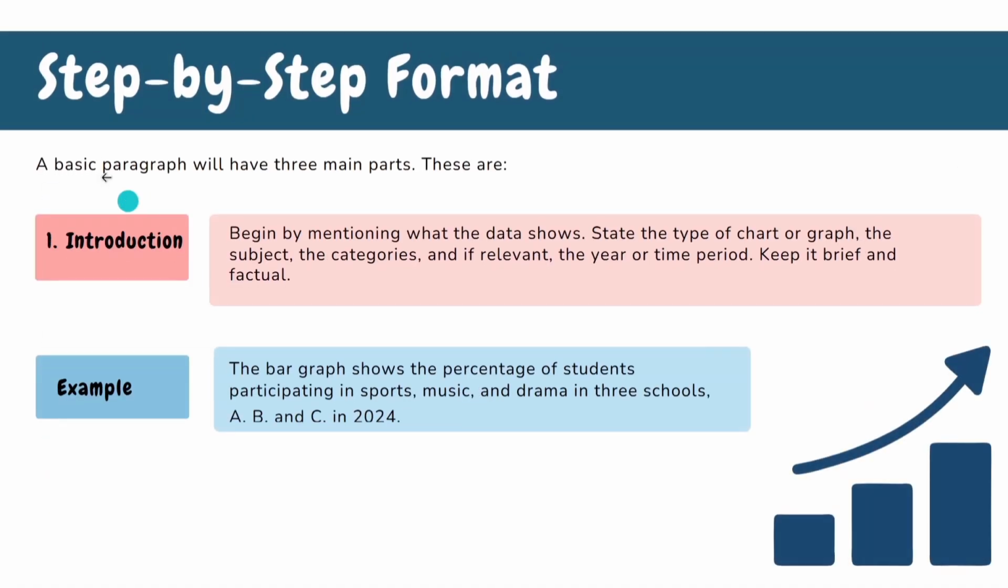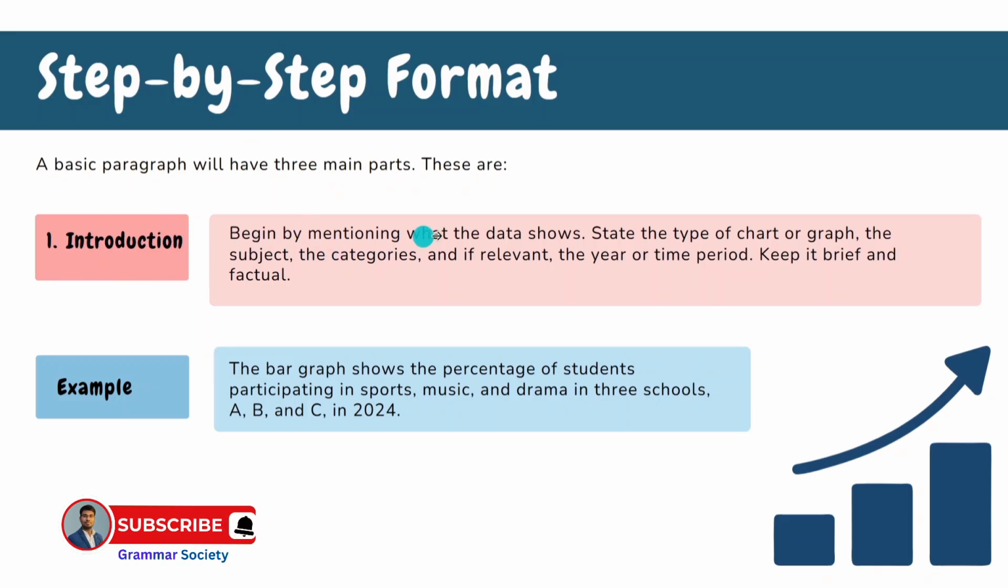And now we are going to look at the step-by-step format of how to write an analytical paragraph. So mainly they have three parts, as I talked about. The very first part is called the introduction. So what to do? Begin by mentioning what the data shows. State the type of chart or graph. So you have to mention what kind of data you are given, the subject, the categories, and if relevant, the year or the time period.